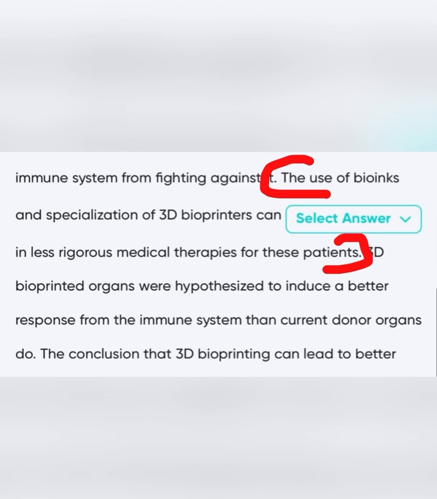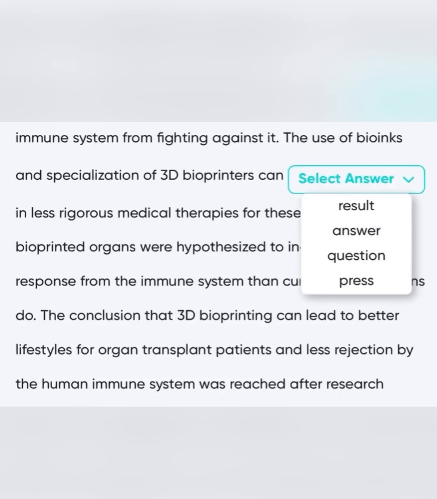Now let's move to the next sentence. The use of bioinks and specialization of 3D bioprinters can dash in less rigorous medical therapies for these patients. Now look at the options given for this fill-up. The options are result, answer, question and press.